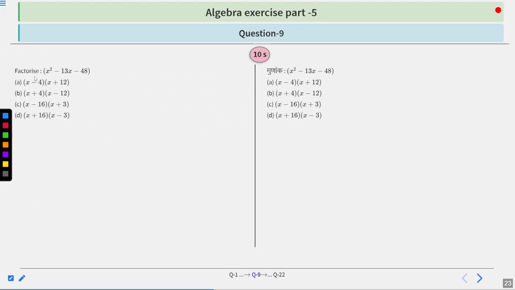Next, factorize x square minus 13x minus 48. And options are option A, x minus 4 into x plus 12. Option B, x plus 4 into x minus 12. Option C, x minus 16 into x plus 3. And option D, x plus 16 into x minus 3. These are the options.